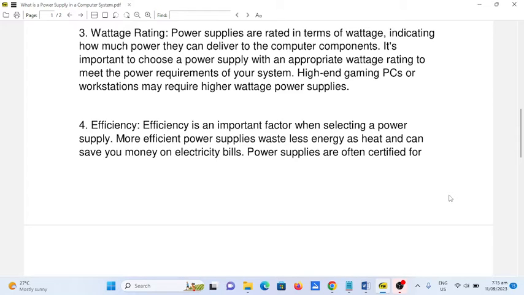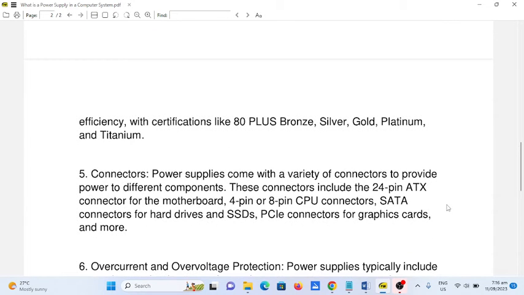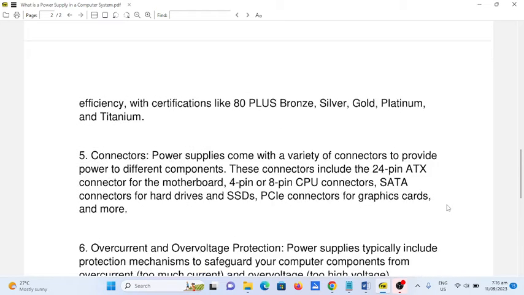Number 4, efficiency. Efficiency is an important factor when selecting a power supply. More efficient power supplies waste less energy as heat and can save you money on electricity bills. Power supplies are often certified for efficiency with certifications like 80 Plus Bronze, Silver, Gold, Platinum, and Titanium.